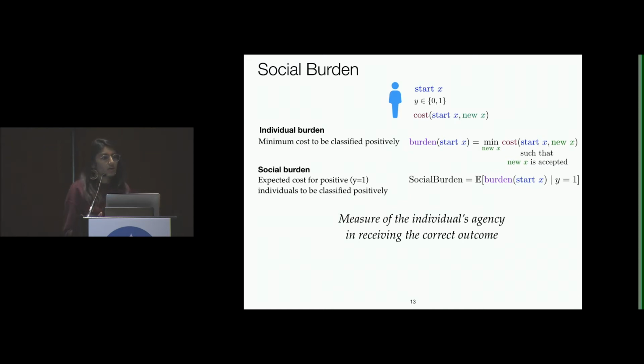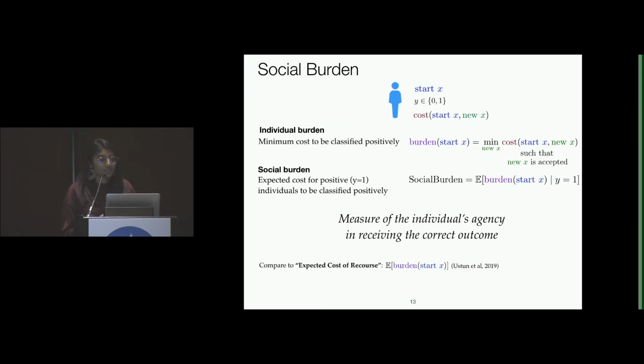The reason being that when the social burden is very high, for example, because I need to buy a house to change my decision, that means that I have very little actual agency in changing the decision that I'm subjected to, if the only way I can do it is by, say, buying a house.